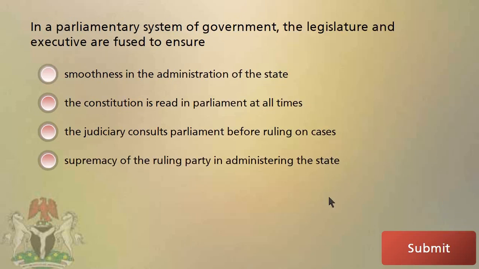Question 19. In a parliamentary system of government, the legislature and executive are fused to ensure A. Smoothness in the administration of the state. B. The Constitution is read in Parliament at all times. C. The judiciary consults Parliament before ruling on cases. D. Supremacy of the ruling party in administering the state. The right answer is A. Smoothness in the administration of the state.